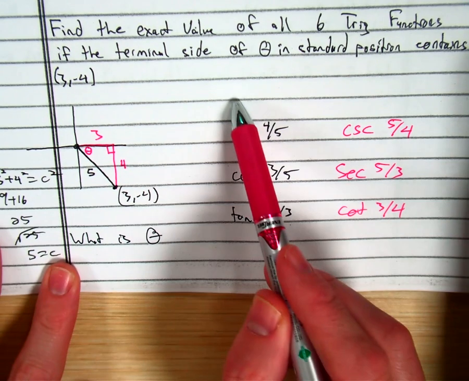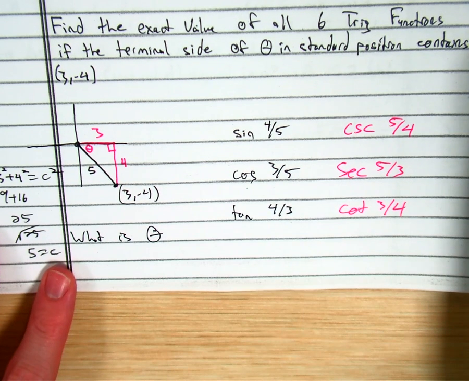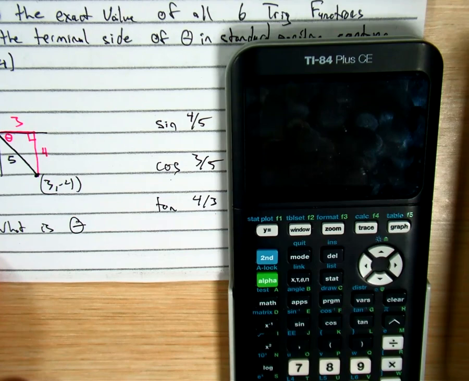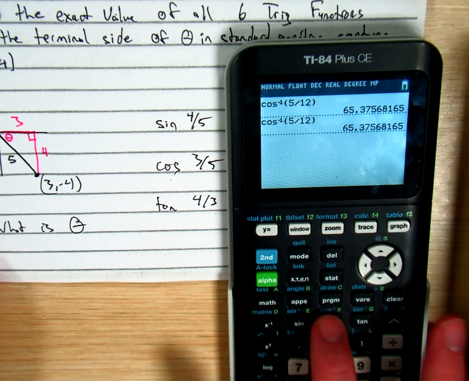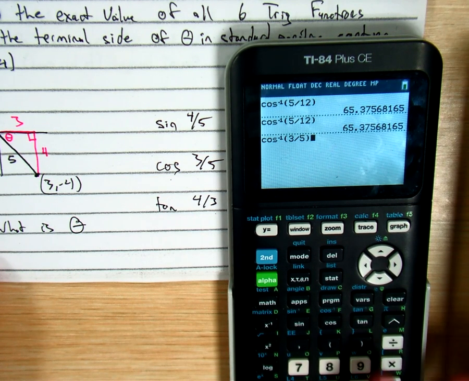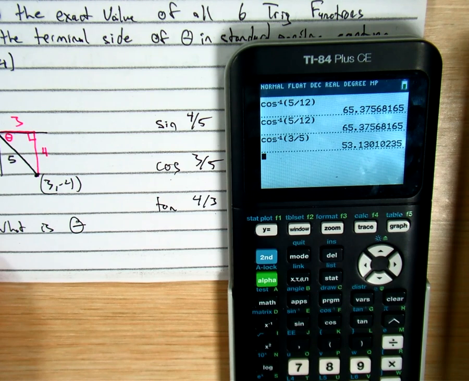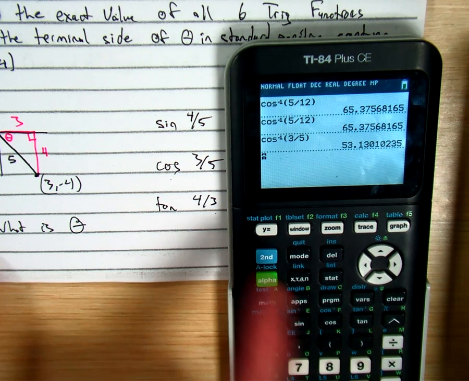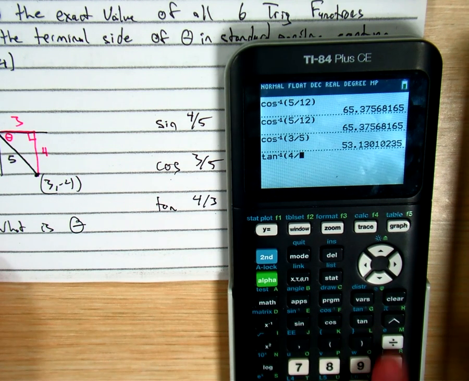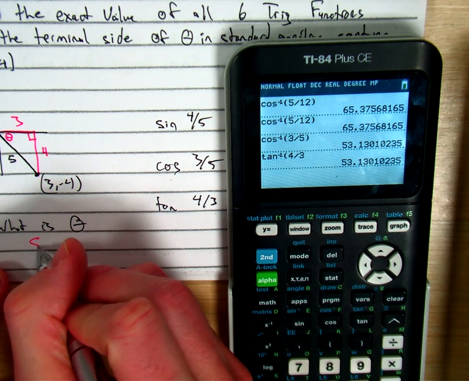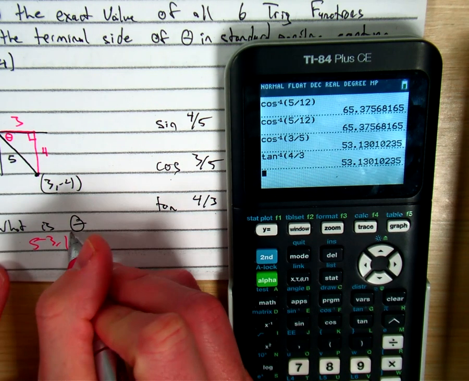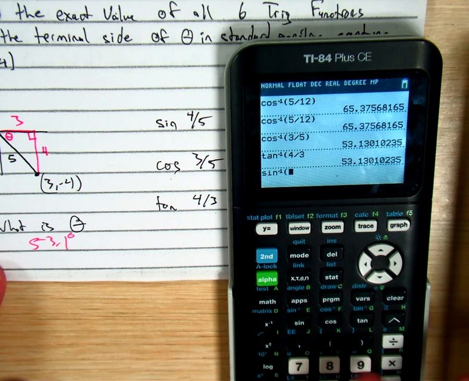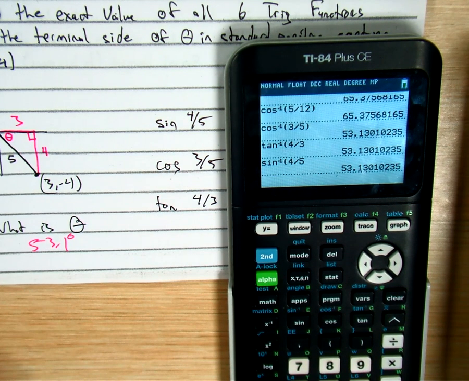Alright, what is theta? Now you could pick any one of those 3 and do the inverse on your calculator. Let's do second cosine of 3 divided by 5. 53.1. Second tangent of 4 divided by 3. Okay? Any one of them, and we would have got 53.1 degrees. Ta-da!